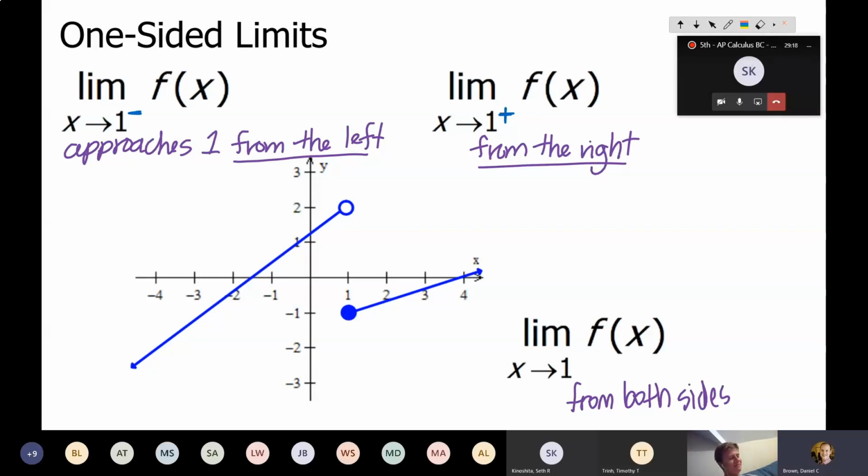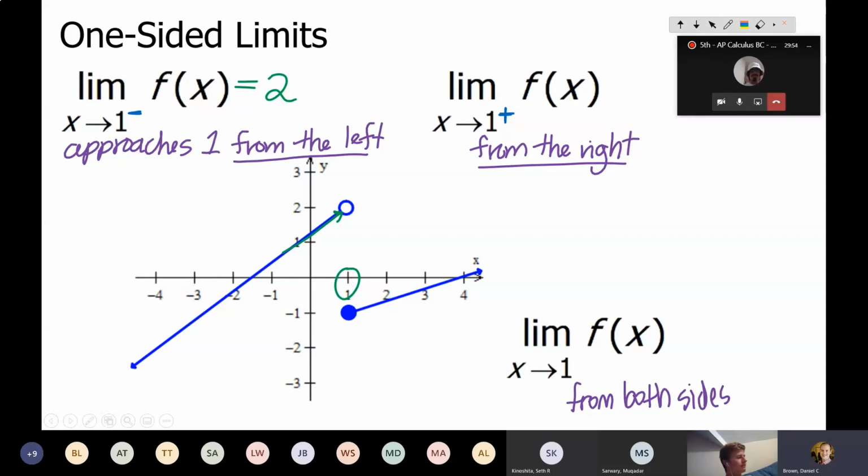So looking at this one, feel free to unmute your mic and shout an answer, or type it in the chat if you feel comfortable. If the limit of this graph is approaching 1 from the left, what will we say that limit is equal to? Any guesses? 2. Yes. So coming in from the left-hand side, as x gets closer and closer to 1, the graph is approaching 2.